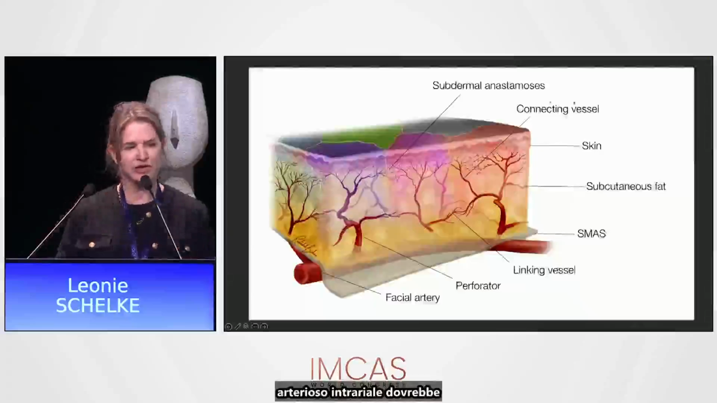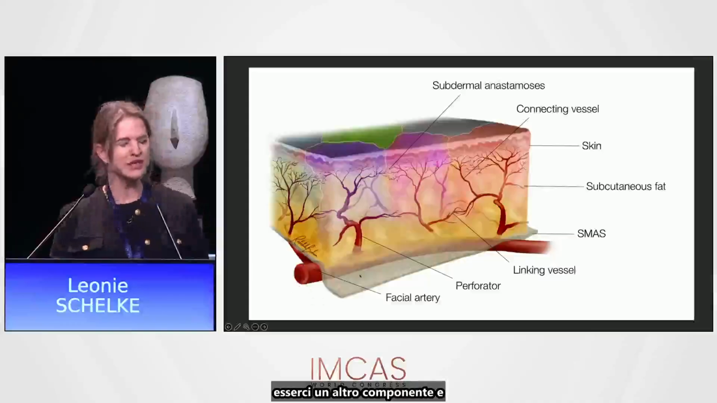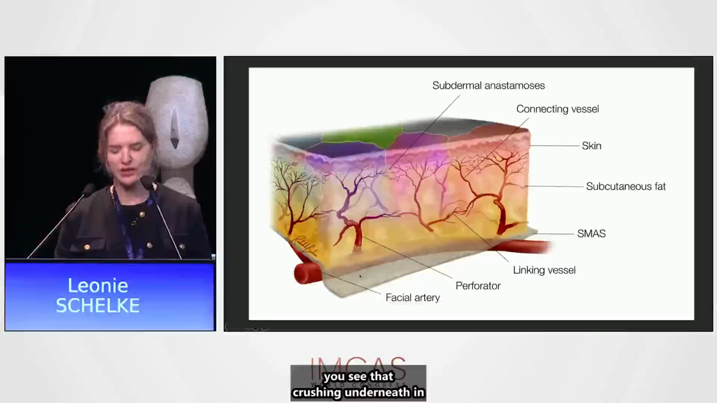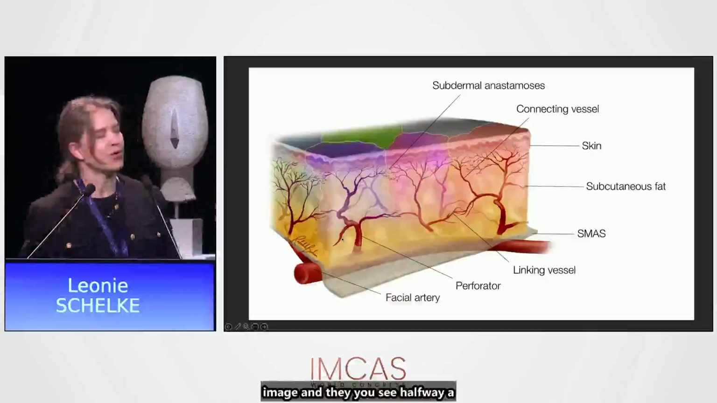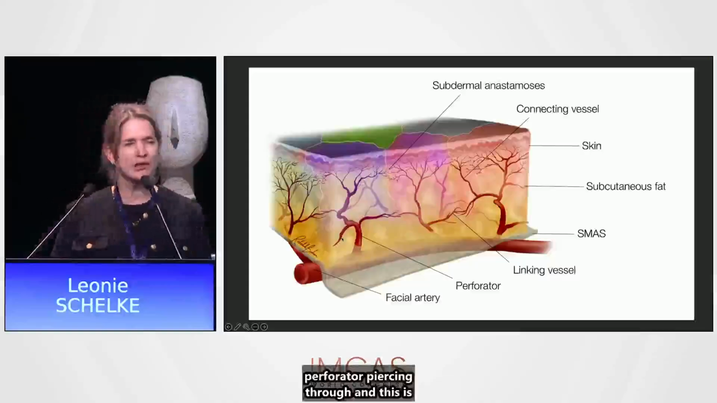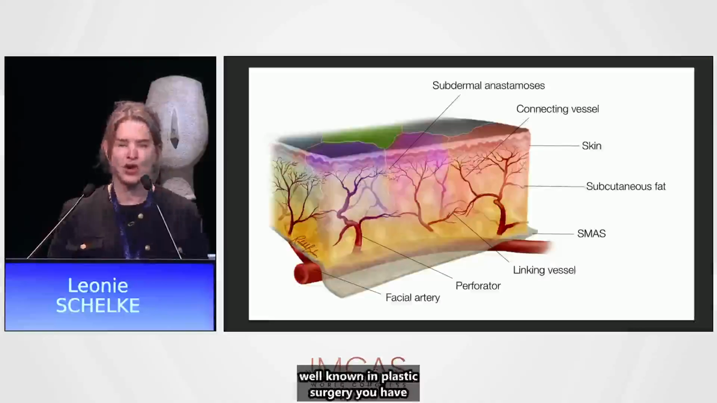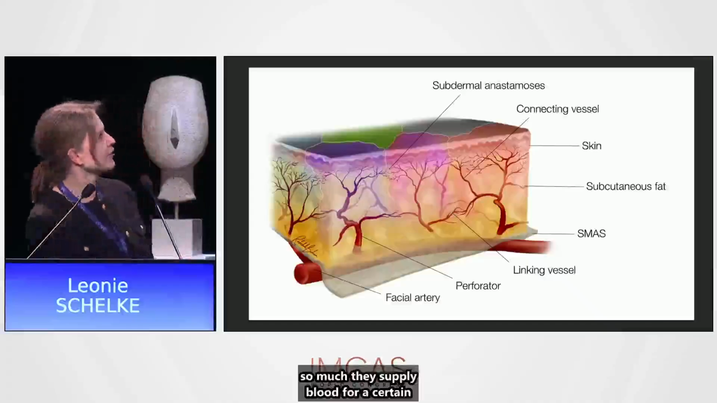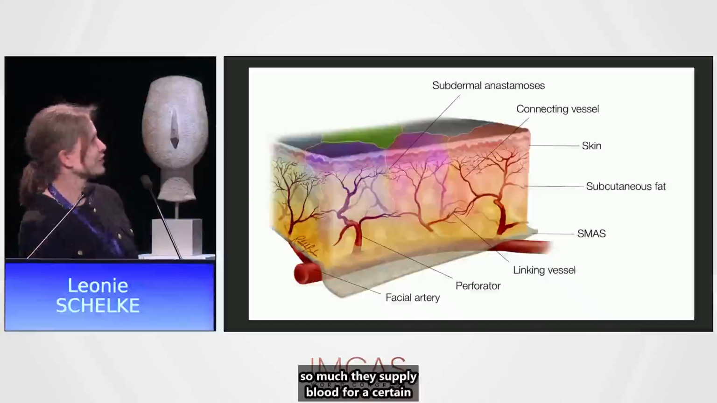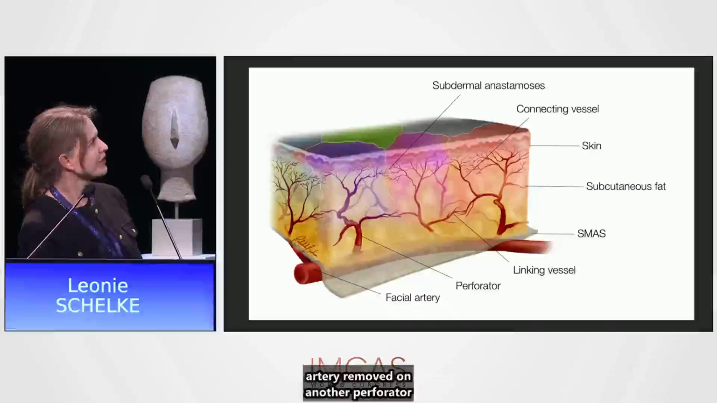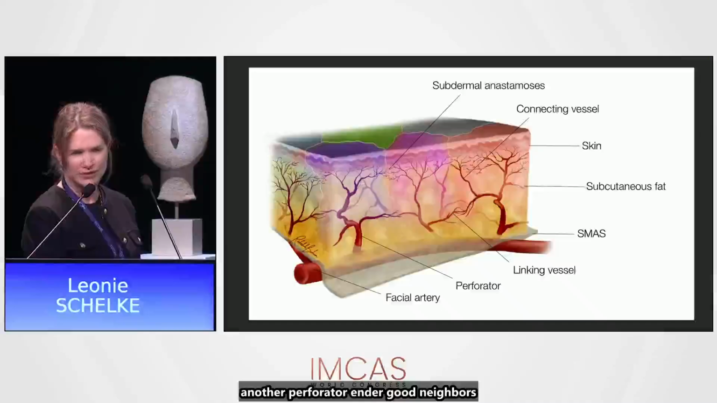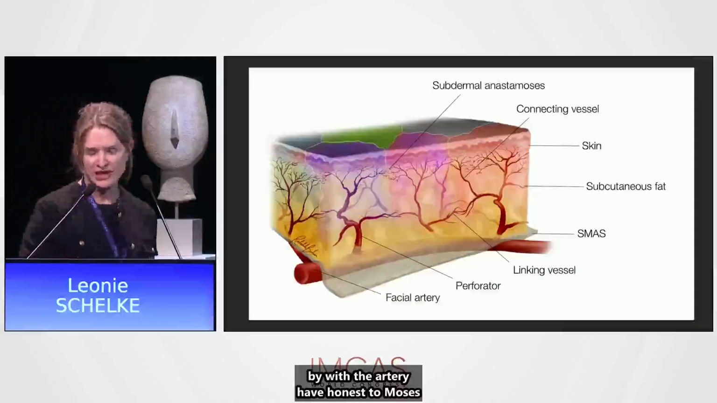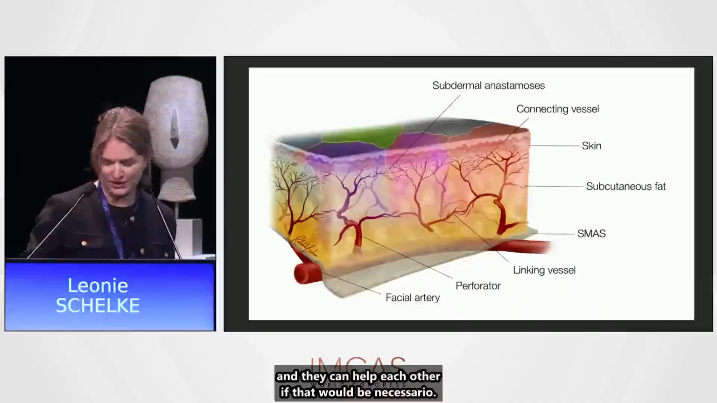And this is what we see on ultrasound. So I don't have a pointer, but you see the artery in the fascia or in the muscle. You see that coursing underneath in the image. And then you see halfway a perforator piercing through. And this is well known in plastic surgery. You have your perforasomes or your angiosomes, and they supply blood for a certain area of skin and superficial fat. The artery moves on, another perforator, and they're good neighbors. They are connected. So you have two levels by which the artery has anastomosis, and they can help each other if that would be necessary.